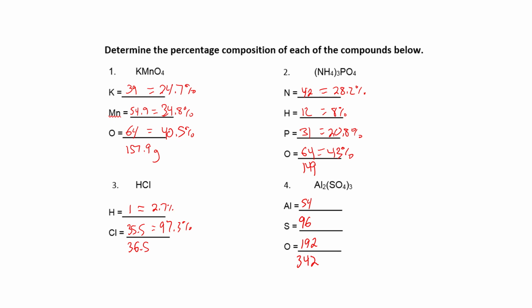So the mass percent, 54 divided by 342 times 100% gives us 15.8%. 96 divided by 342 gives us 28.1%. And 192 divided by 342 gives us 56.1%. So that's the mass percent of each one of those.